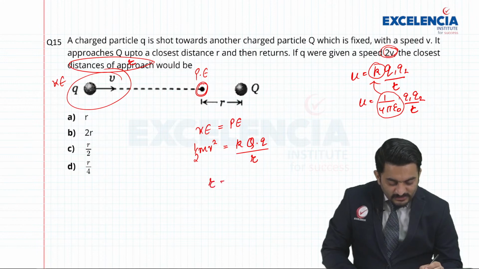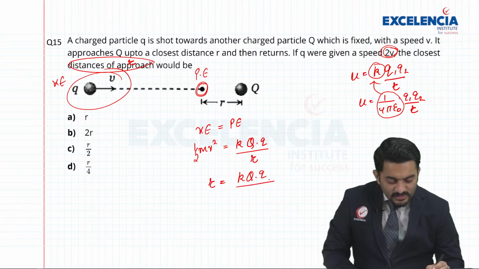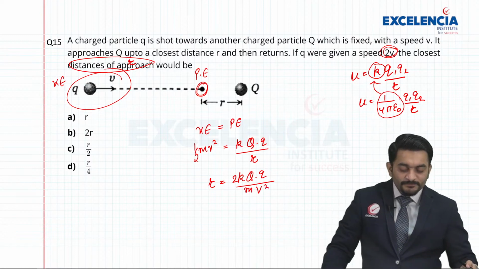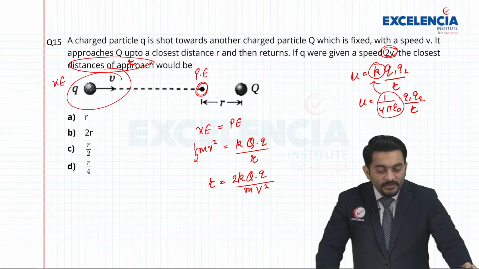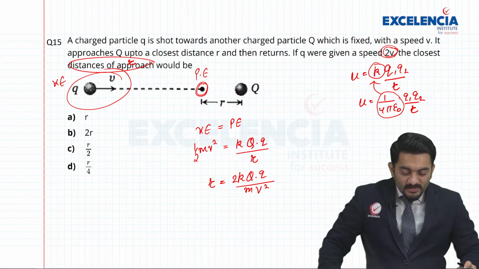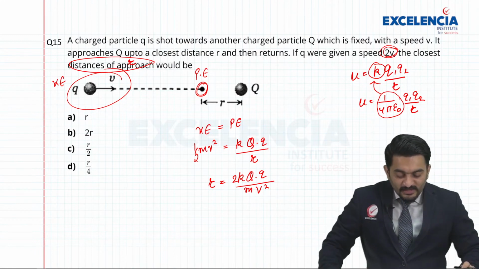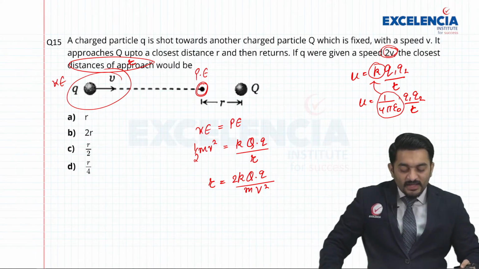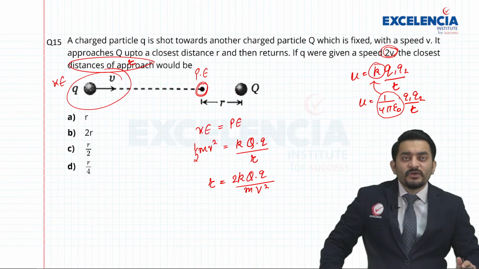So I will take r to the other side. This is k, this is q, this is q, and then you can take the value of 2 here and your m v square will come down. Okay. So when I make r my subject, I have written m v square down and I have written 2 up. So this is what it looked like.